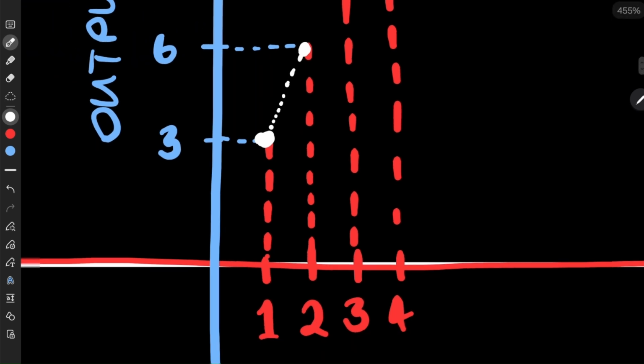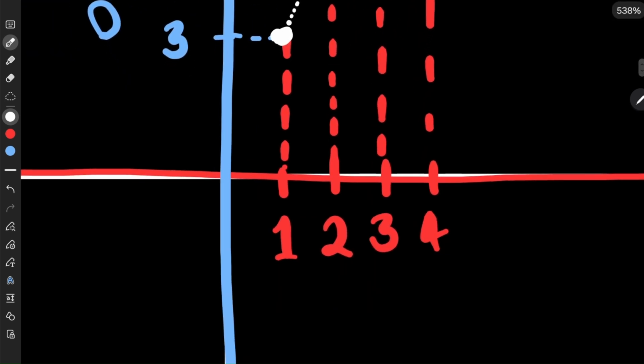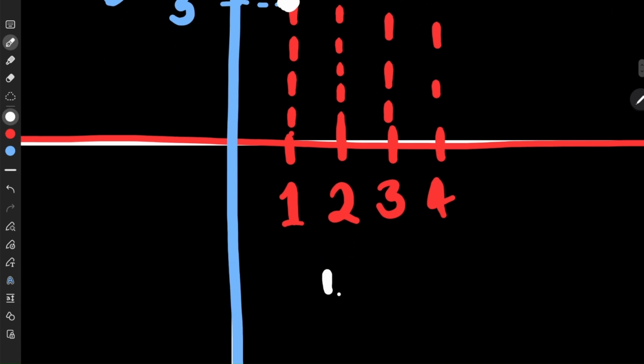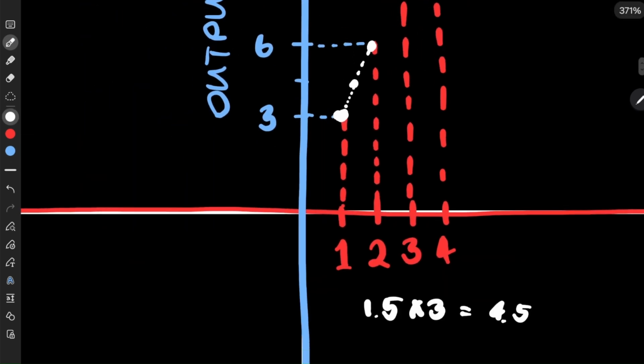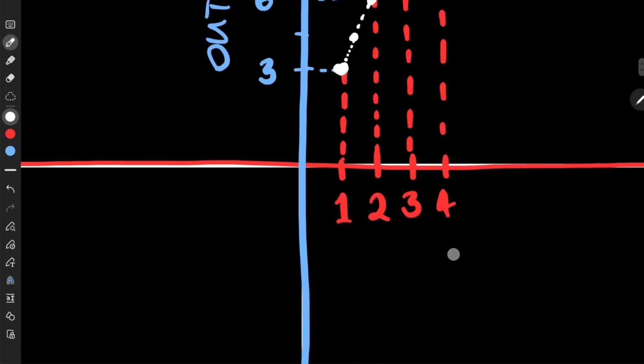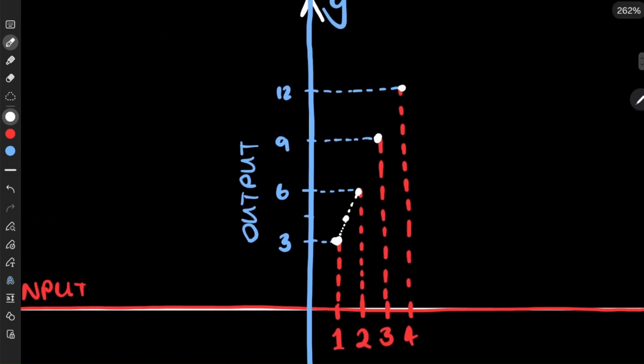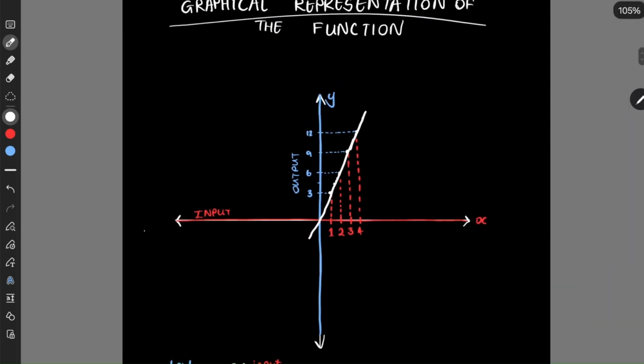Just like how, let's say you had 1.5 times 3, that would be equal to 4.5, and that would go around here. So you would end up with this. Just like that would happen with all the numbers, and so you would have an infinite number of dots actually, and those points you can join together as a line, and that line is the graphical representation of a function.